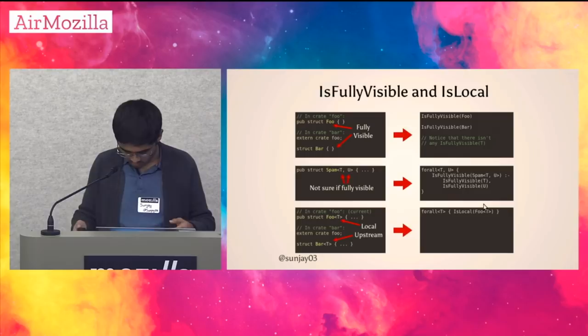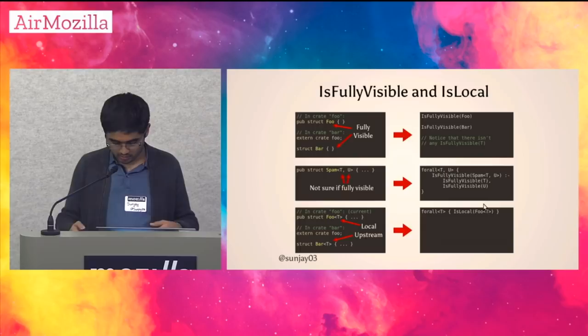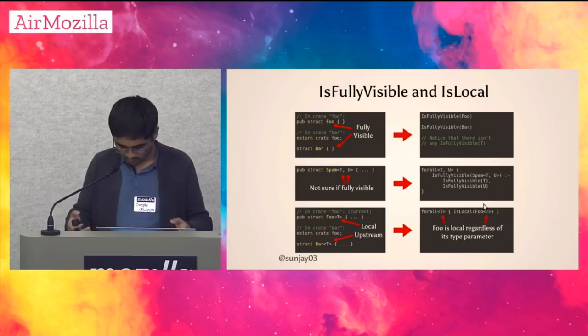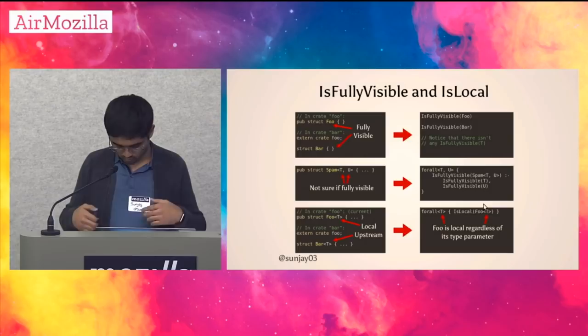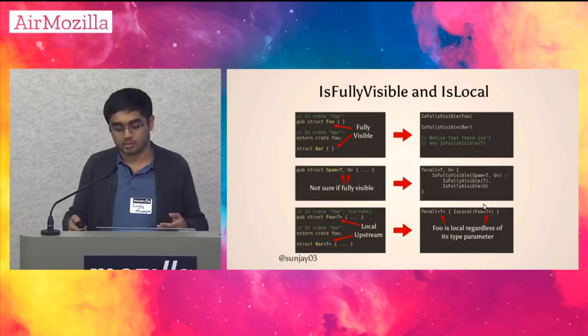For is local, we just need to take every struct defined in the current crate and lower it into a fact using the is local predicate. In this case, we don't actually care about any of the type parameters that these types may have, because a type is local regardless of its type parameters. Notice that I've only added an isLocal fact for foo, because that's the only type in the current crate, and bar is an upstream type.